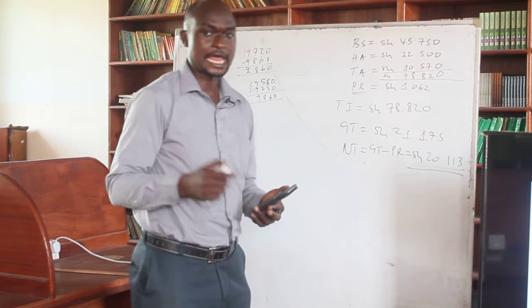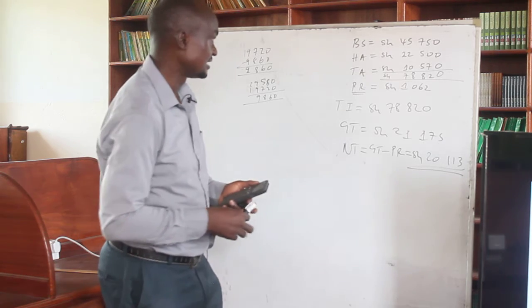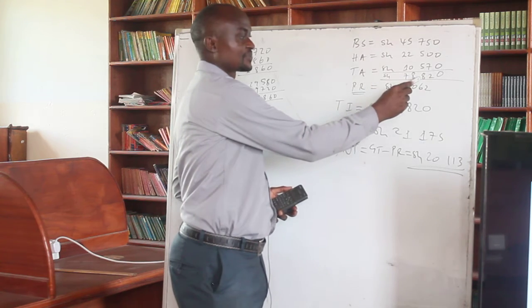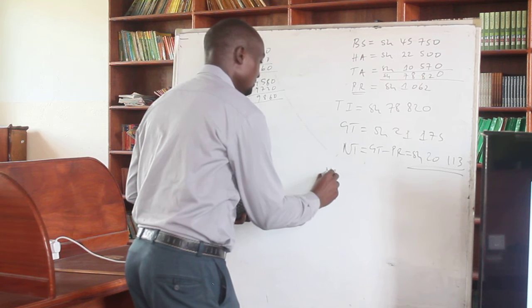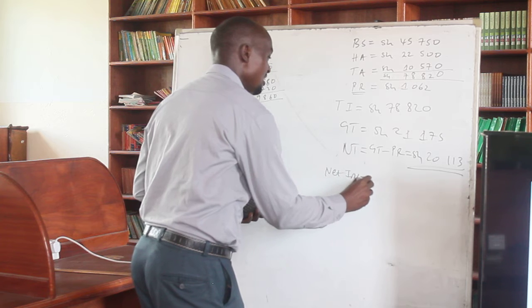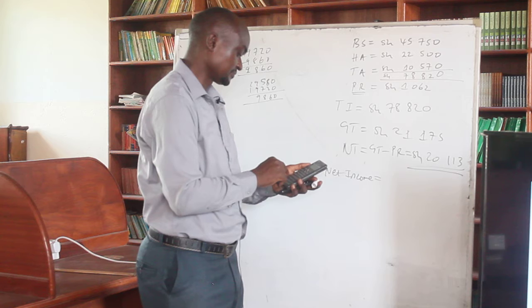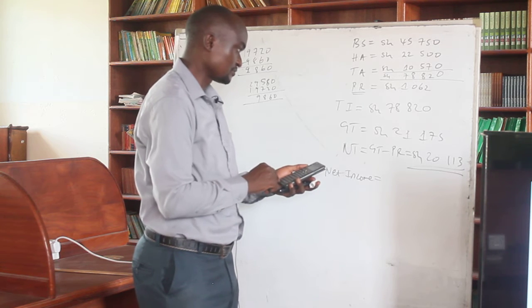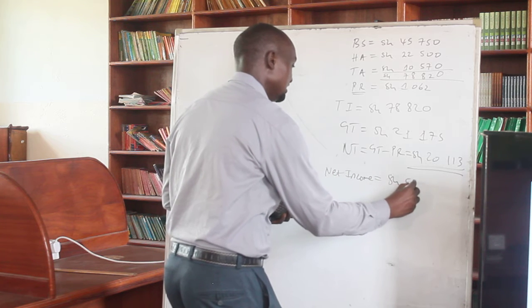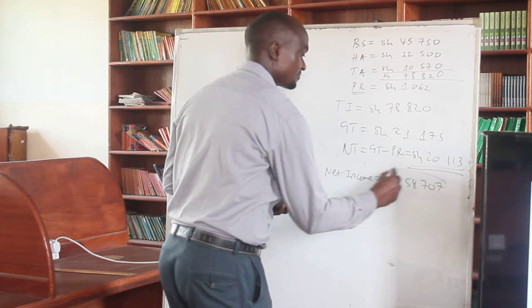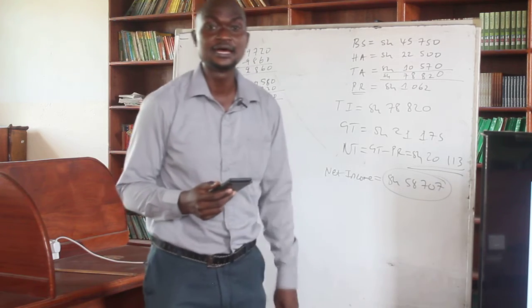Is that the answer to our question? No. We wanted to find out what is the net salary. If this is the taxable income, and this is the tax that he should pay, so what is the net salary? Net income per month will be 78,820 less 20,113, and you get it to be 58,707. This is the net income that this man earns.